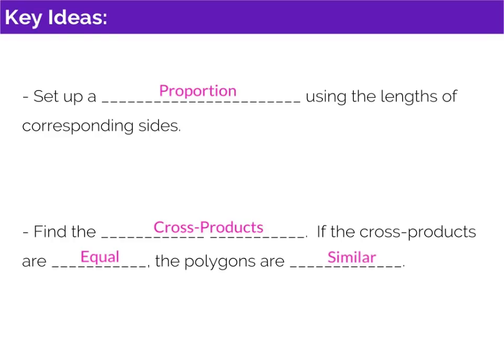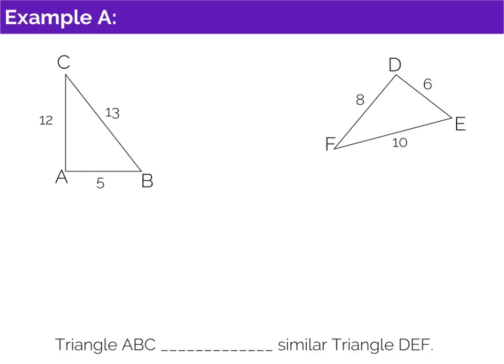So let's go ahead and take a look at example A. Here in example A, we need to determine if triangle ABC is or is not similar to triangle DEF. And we're going to use proportions in order to do that. So first thing we have to do is set up our proportion. We're going to have one side of our proportion over here, one side over here, and then we need to figure out what we're going to do as far as sides go. So remember, we want to have corresponding sides.